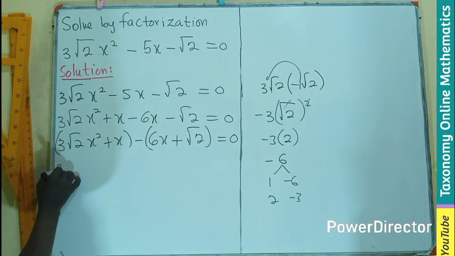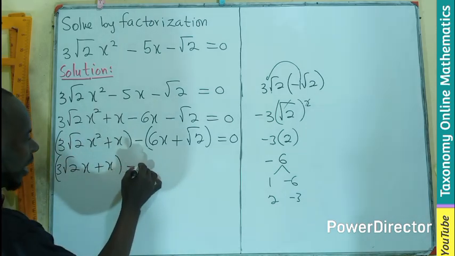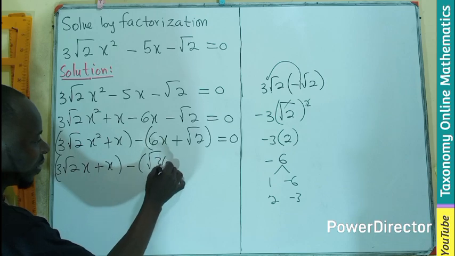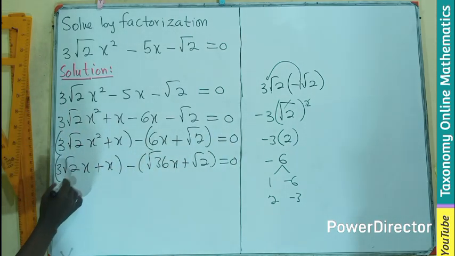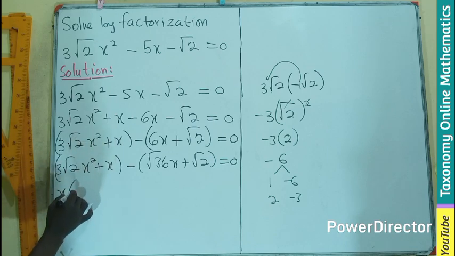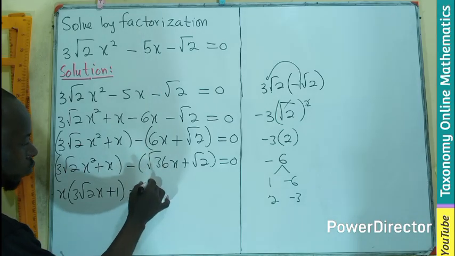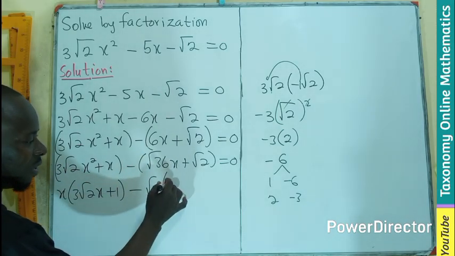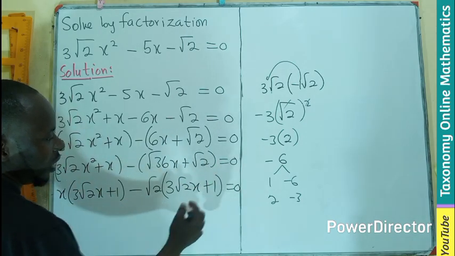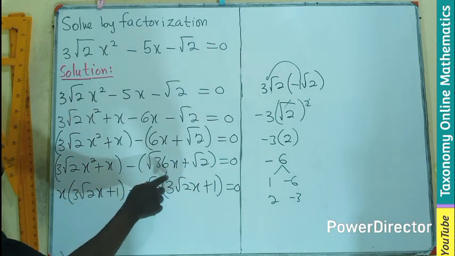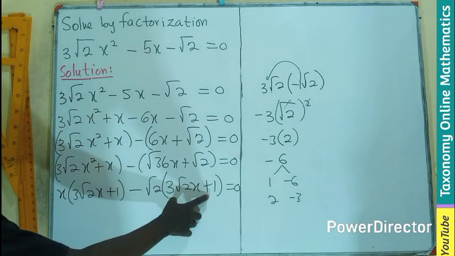So let me still maintain 3√2x² + x − √36x + √2 = 0. Remember our common factor here was x. 3√2x + 1. Remember, it is √2 outside, leaving 3√2 times (x + 1) equals 0, so that when we expand this and bring it back, you get your 6 as we have on the other side. So this is the common factor.